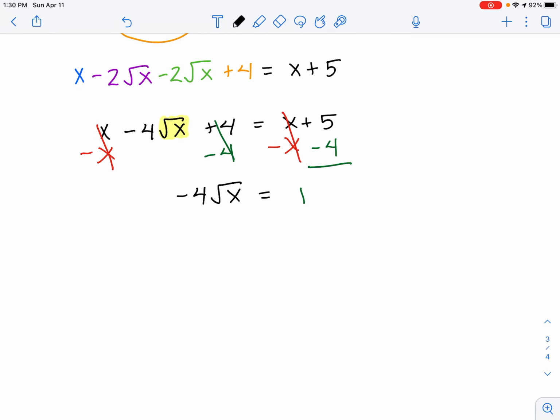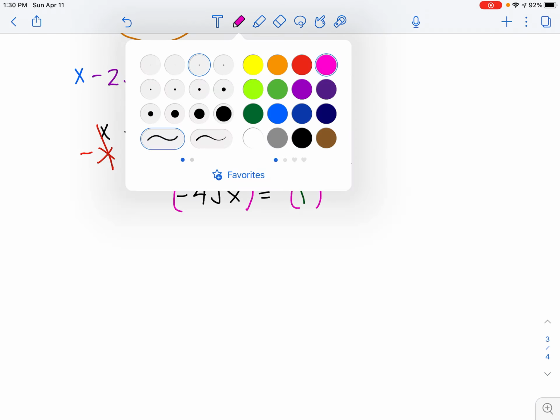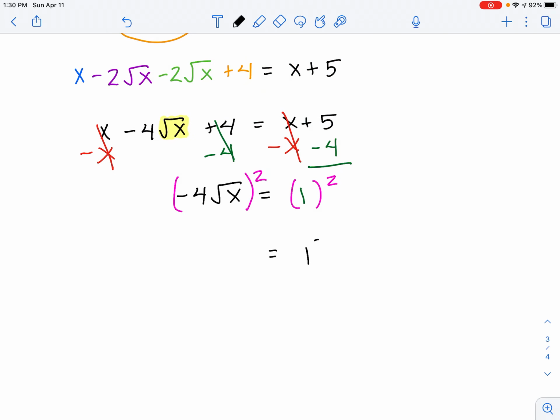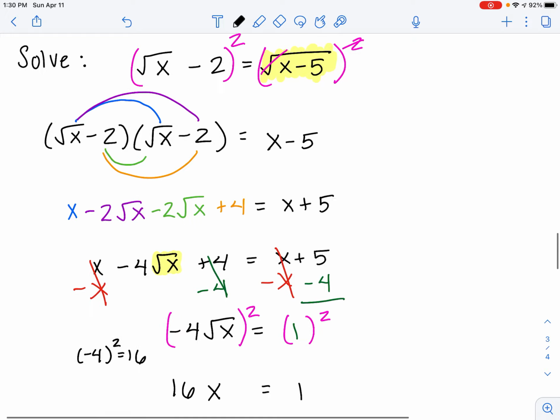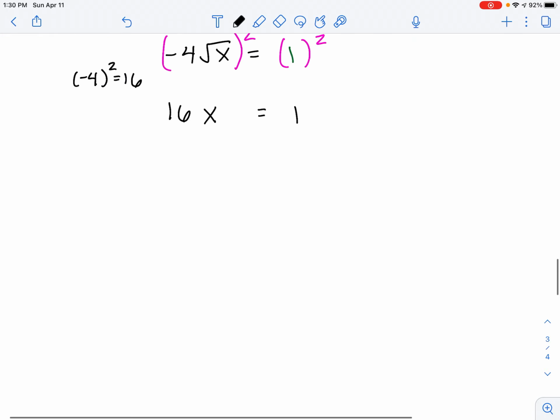Now you can divide by the -4 now, or you can do it later, it doesn't matter. I'm going to do it later. So since I have the square root by itself, I'm going to square both sides. So I'm going to get 1 squared, that's just 1. And then I have to do -4 squared, and that's going to equal -4 times -4, so that's 16. So I'm going to get 16x over here. Divide both sides.